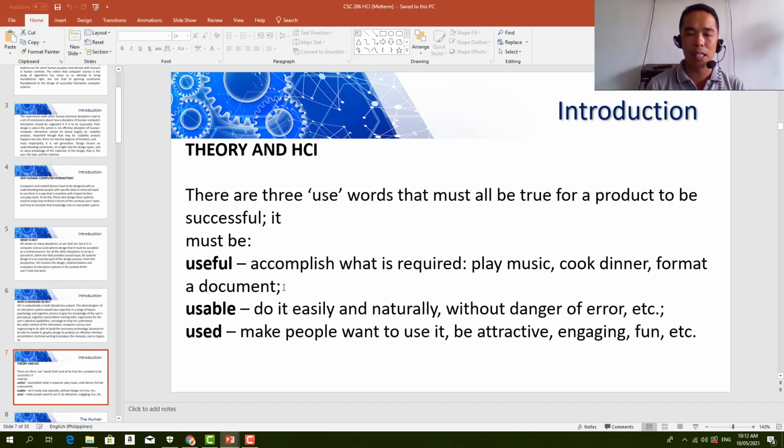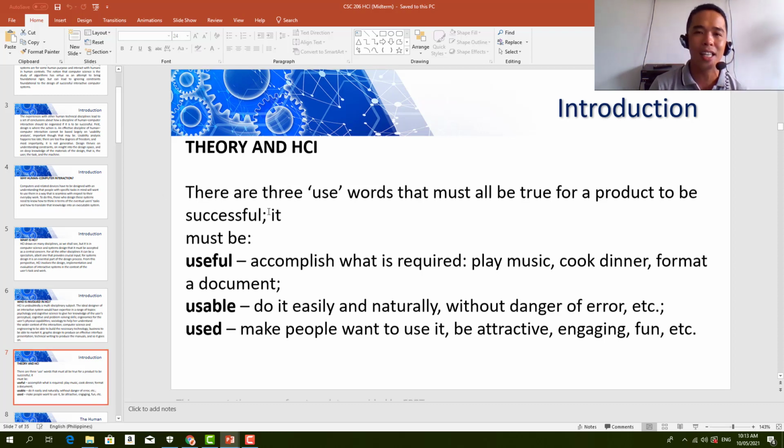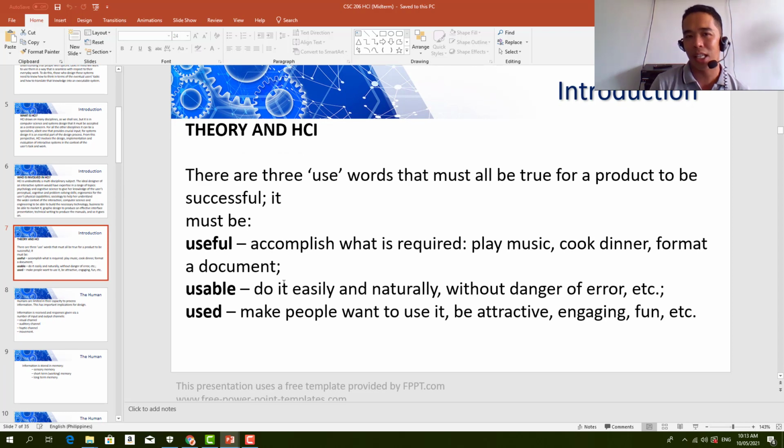And the last is used, meaning make people want to use it. Attractive, engaging, meaning that just by its looks your target users already like it. So these are what you should consider for your system to be successful, because developing a system, as I have experienced, is not easy. It is not easy to develop a system, with all your sleepless nights and effort inserted, because it is hard to code, and then nobody uses it, so it is wasted, useless.